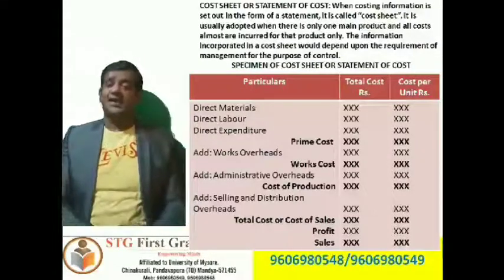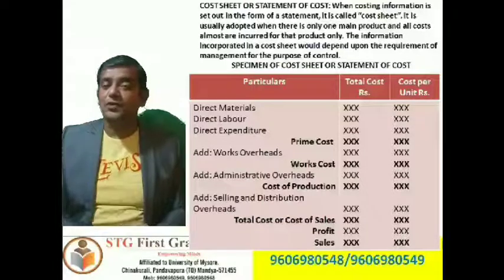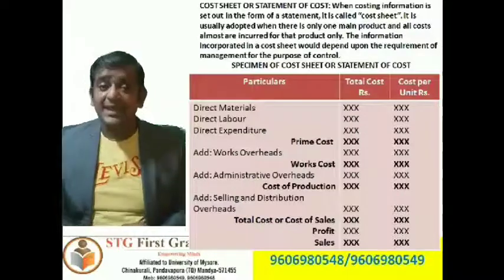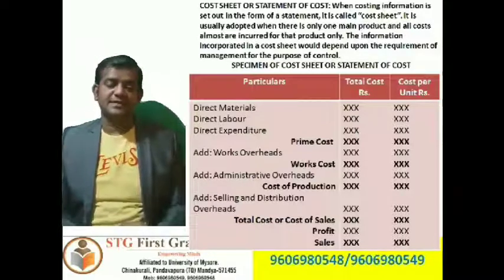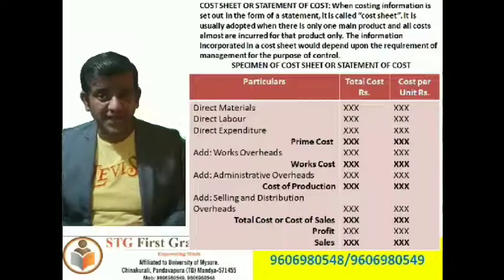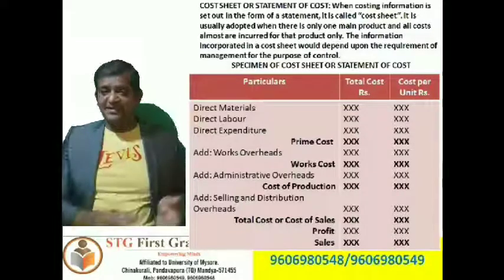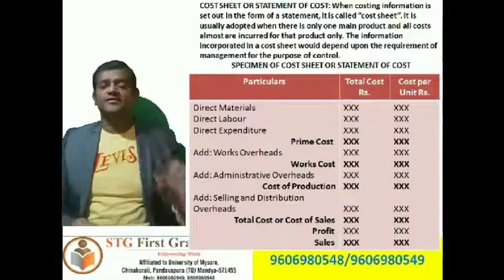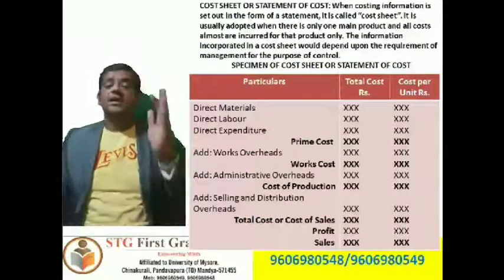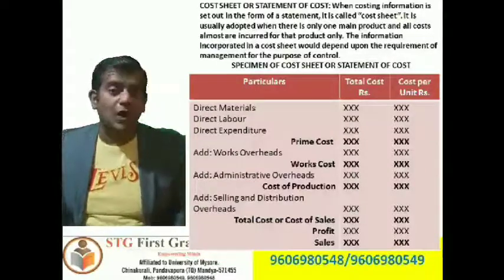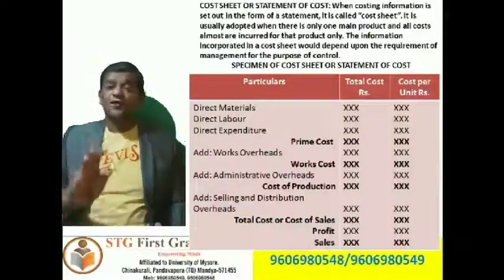Now to identify work cost, what was the formula I taught? WC equals PC plus factory overheads or work overheads. Correct? So now apply the same: prime cost, add factory overheads or work overheads. When you add that, you get work cost. Clear? What did you get? Work cost.